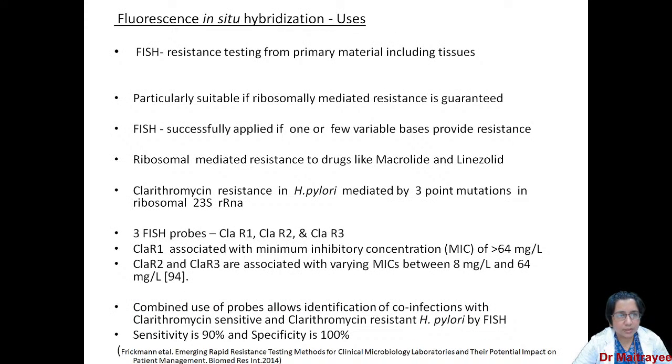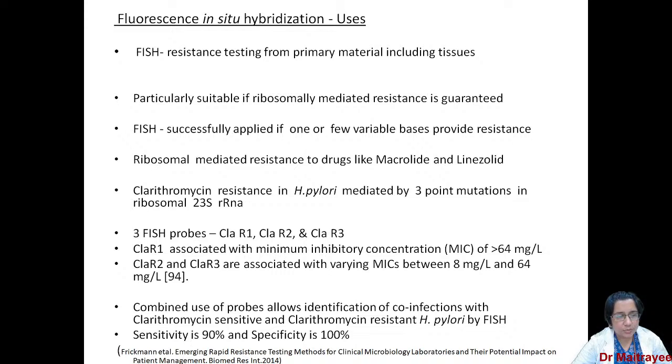Uses of fluorescent in situ hybridization. It can allow resistance testing from primary material, including tissues. It is particularly suitable if ribosomally mediated resistance is guaranteed. FISH is successfully applied if one or few variable bases provide the resistance. It is used for ribosomal mediated resistance to drugs like macrolide and linezolid.